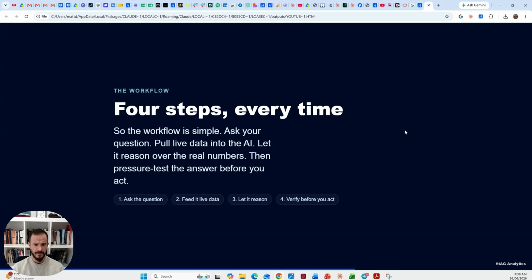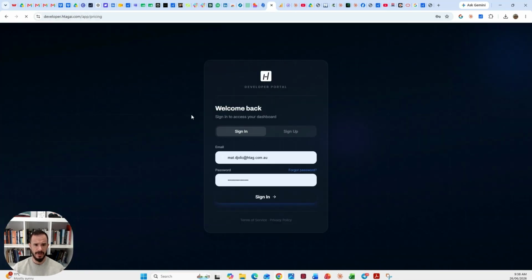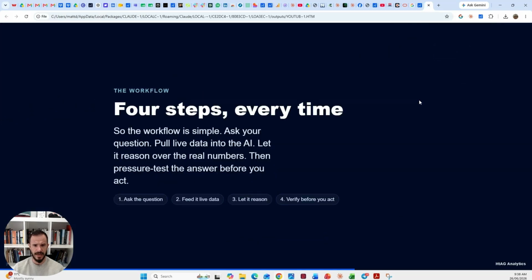So you usually need to go through 4 steps. The workflow is very simple. Ask your question, pull the live data into the API. The data needs to be MCP compatible. And as I mentioned before, Dev Portal is one example. Let me just go to, here it is. You can log in and sign up into the Dev Portal and simply pull the data. Then let the AI reason over the real numbers, and then pressure test the answer before you act.